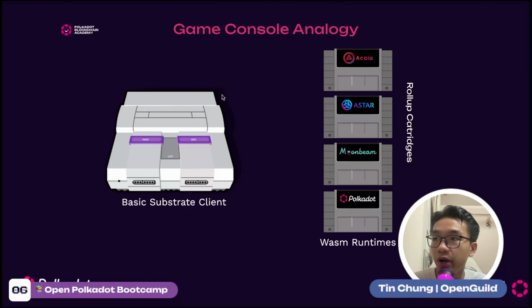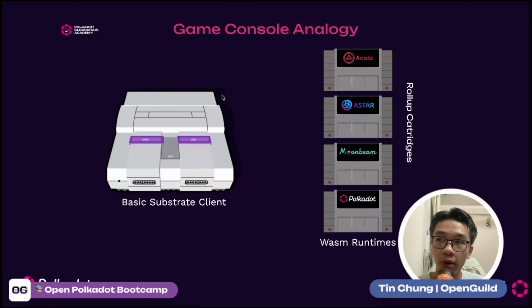So I also prepared this game console analogy. This is a very common analogy you'll see in most Polkadot slides. Imagine Polkadot gives you a basic Substrate client. Substrate is a framework in the Polkadot SDK, and in this case, it's a game console. With this context, this game console can serve multiple different blockchains, or we can say rollups.